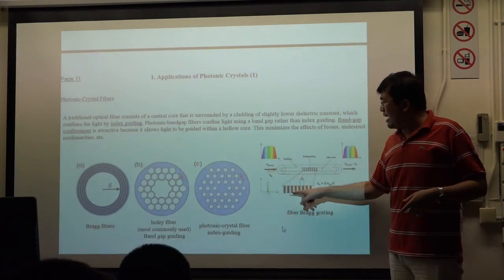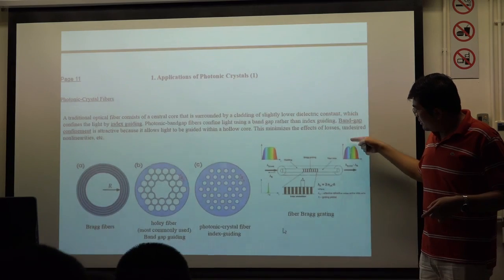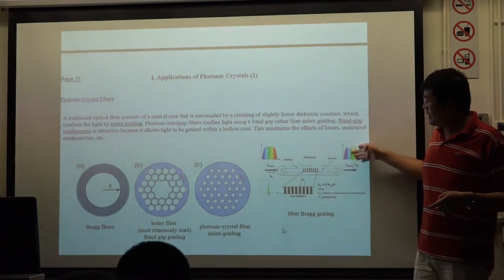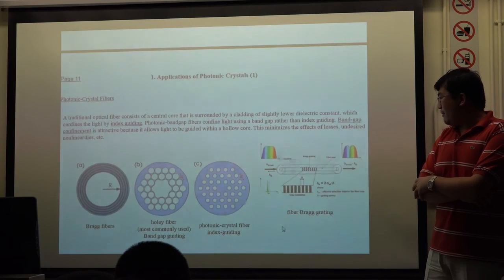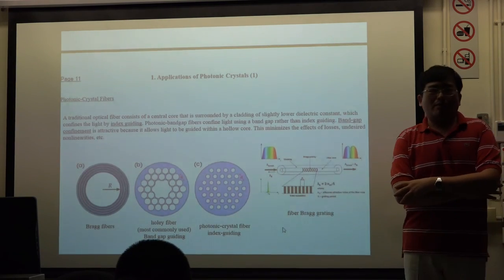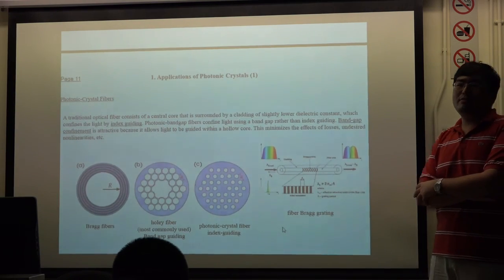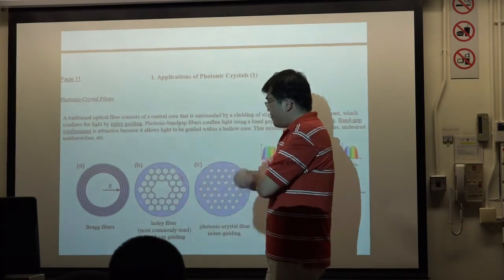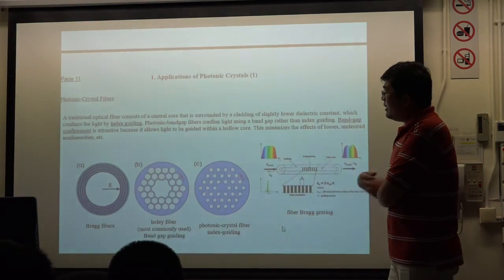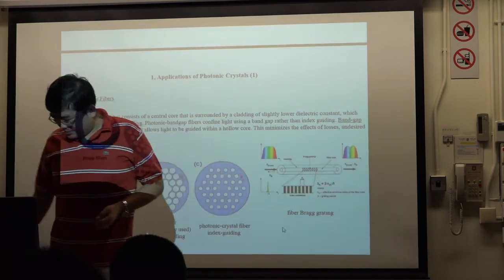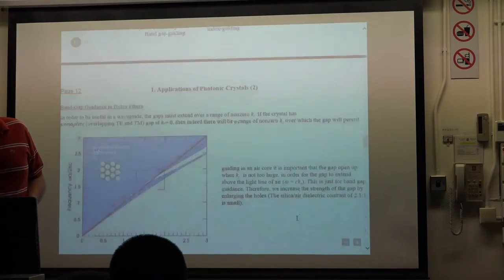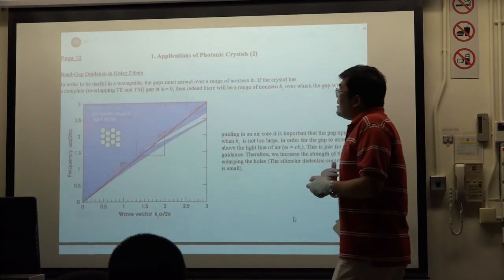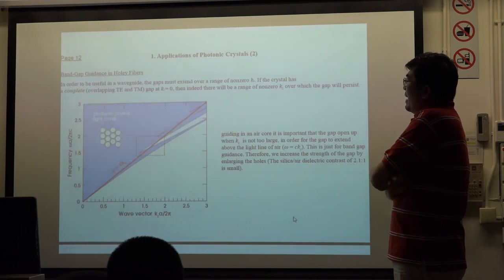When you do a Bragg grating, you can see they can filter one frequency and totally reflect it back. This is called fiber Bragg grating. It has 4 different types. I talk about type 2 because it has band gap guiding. They call it holey fiber. It's a different type. The band gap guiding, a band gap guiding in a holey fiber.